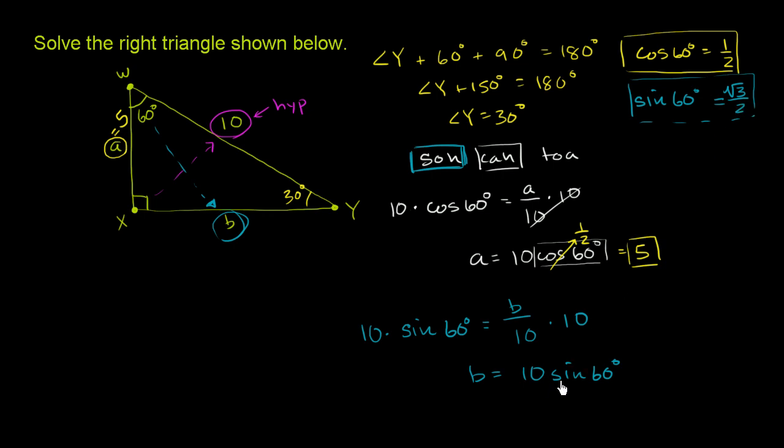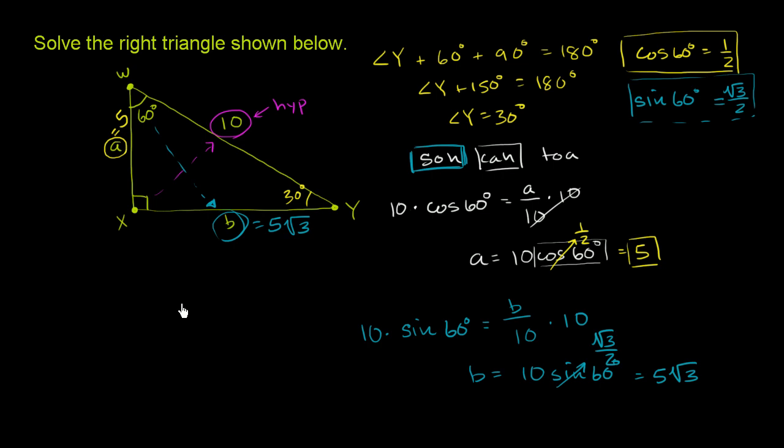So if sine of 60 is square root of 3 over 2, B is equal to 10 times the square root of 3 over 2, which is equal to 5 square roots of 3. So it's equal to 5 times the square root of 3. And we're done.